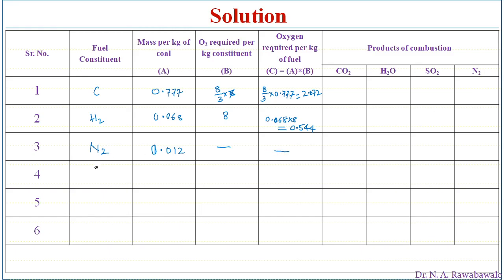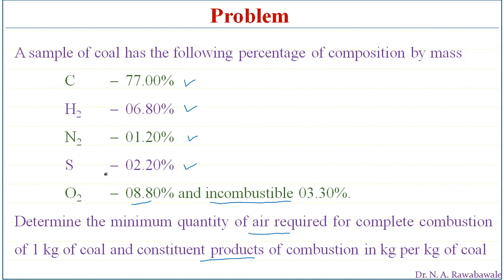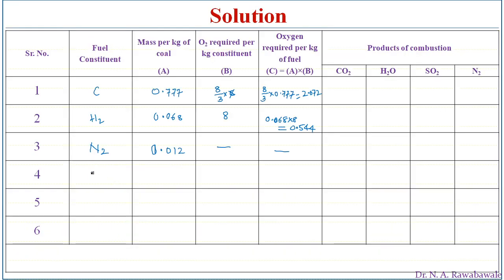Then the next constituent is sulfur, 2.2%. So sulfur is 2.2%, which means 0.022. This sulfur requires 1 kg of oxygen. So the total oxygen required is 0.022 into 1, which is equal to 0.022 kg. These numbers, 8 by 3, 8, 1, we are writing from the combustion equations which we have studied in the previous class.